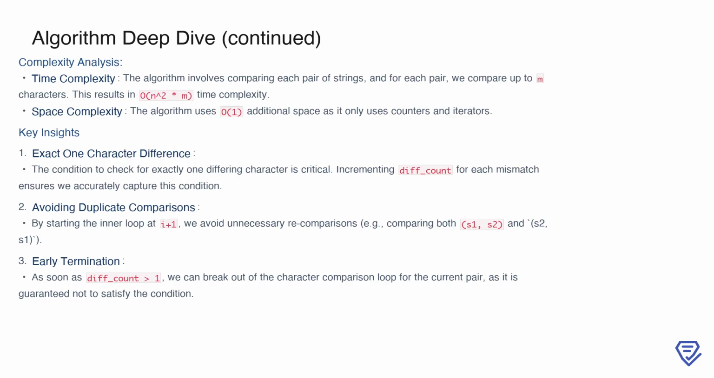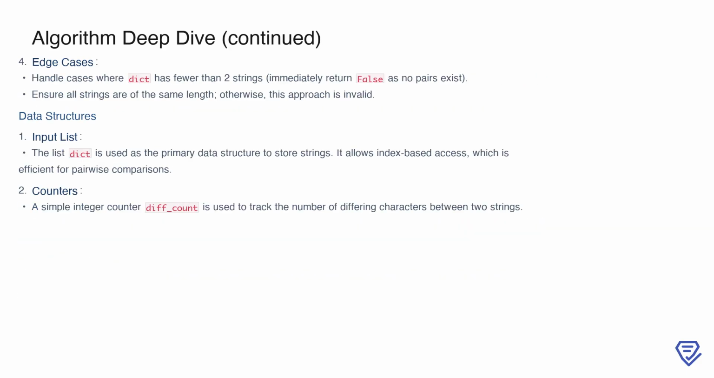satisfy the condition. Edge cases are an important consideration. If the list dict contains fewer than 2 strings, it's impossible to form a pair, so we immediately return false. Additionally, for the brute force approach to be valid, all strings must be of the same length. If they differ in length, the character-by-character comparison becomes meaningless. The data structures used in this approach are straightforward.